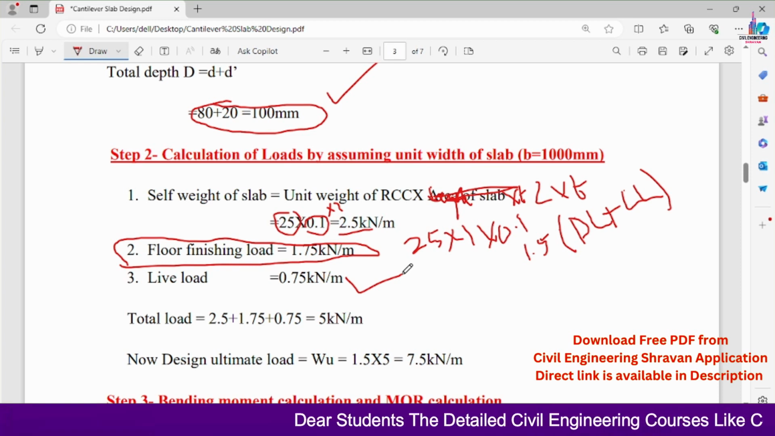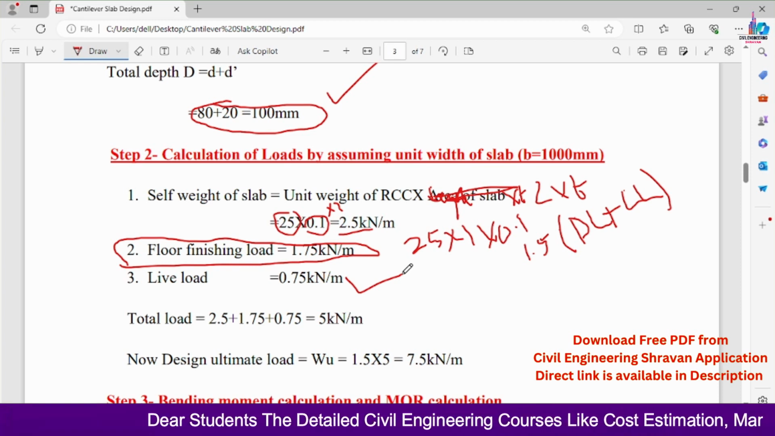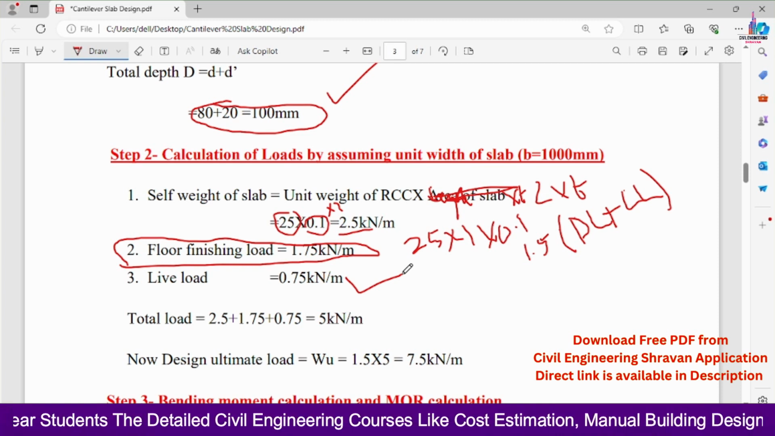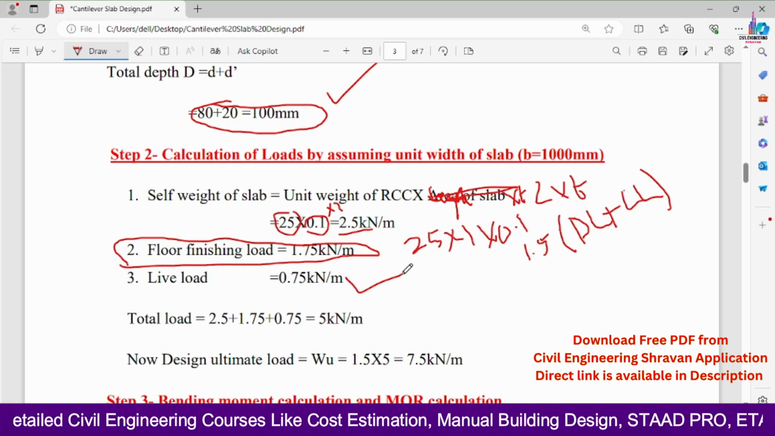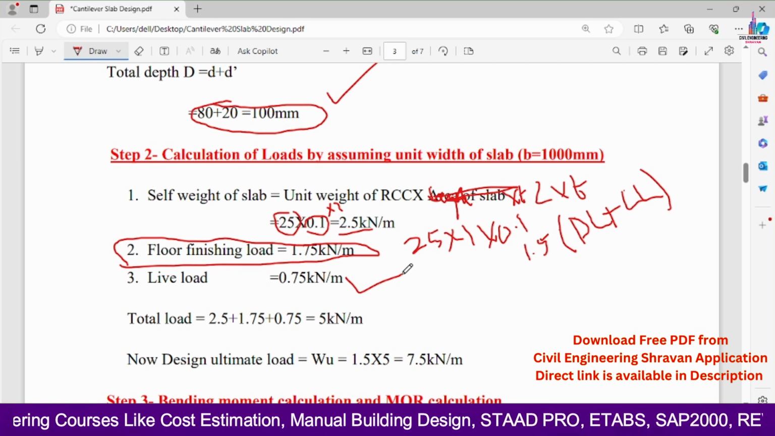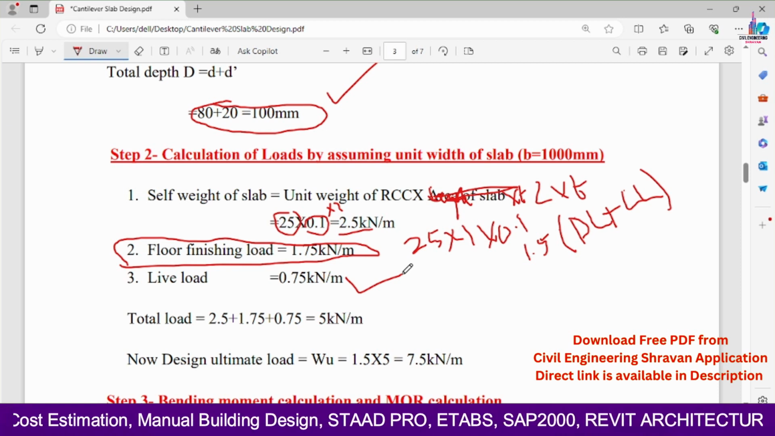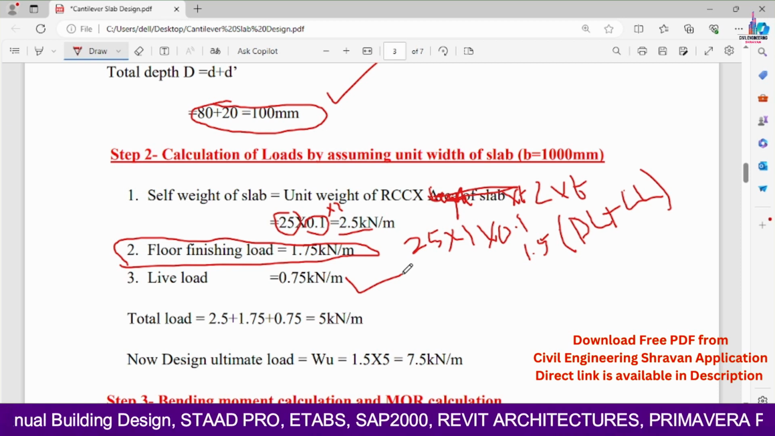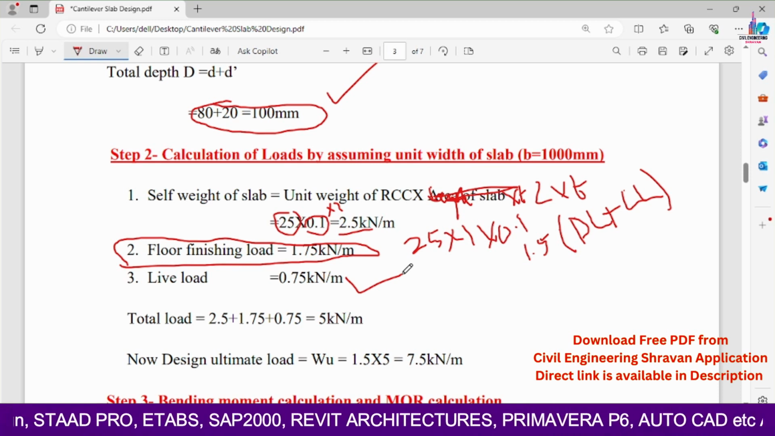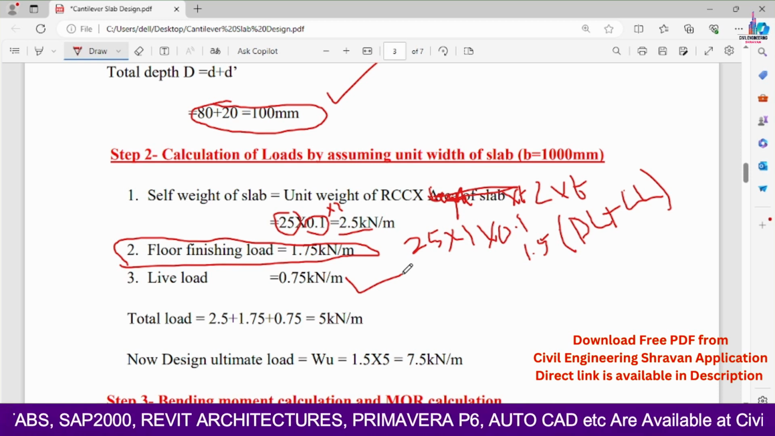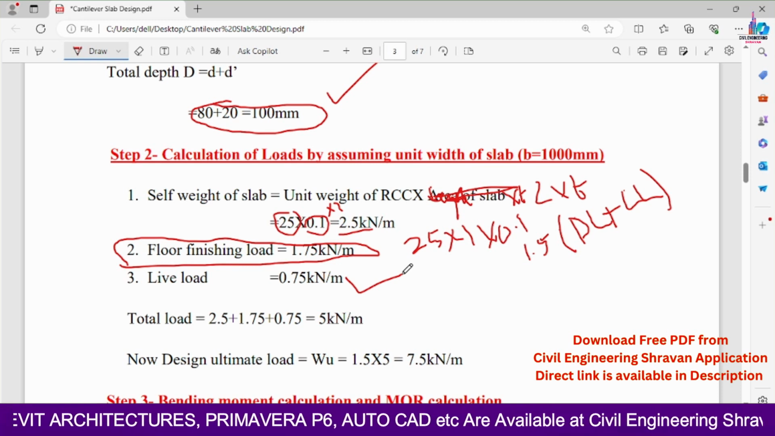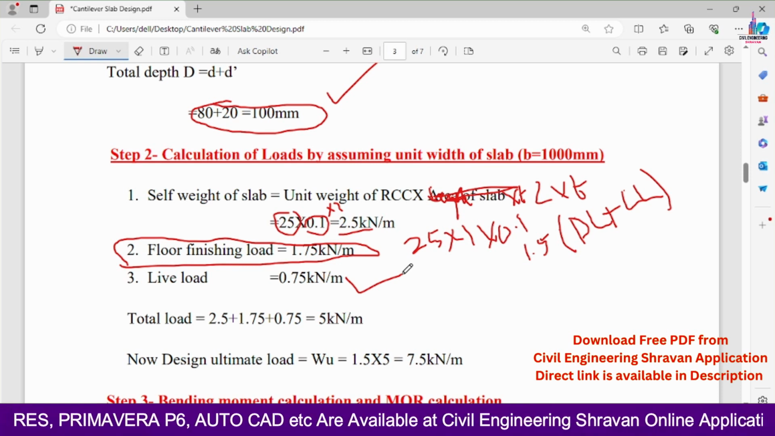One is related to self weight, the second is related to floor finishing load, and the third is related to the live loading condition. For calculating the self weight, we multiply the unit weight with the length of the slab and the thickness of the slab. For calculating the floor finishing load, we refer to the code book IS 456:2000, and for live load we consider 50% of that for the cantilever slab, which comes under a single story building.